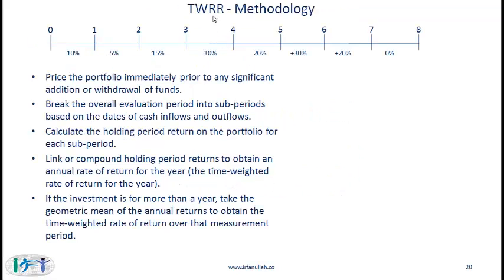So let's look at the overall methodology now for calculating the time-weighted rate of return. We have a 2-year period where cash inflows and outflows are happening at the end of every quarter. And in a 2-year period, we have 8 quarters. Let's say that these top 3 items are done for you, which is price the portfolio immediately prior to any significant additions or withdrawal of funds. We are saying that all these significant additions and withdrawals are happening at the end of every period.